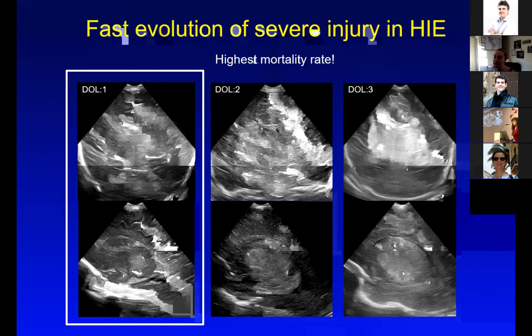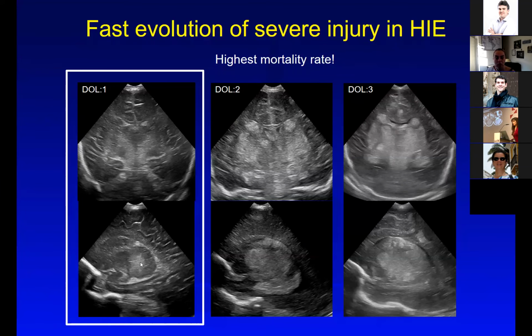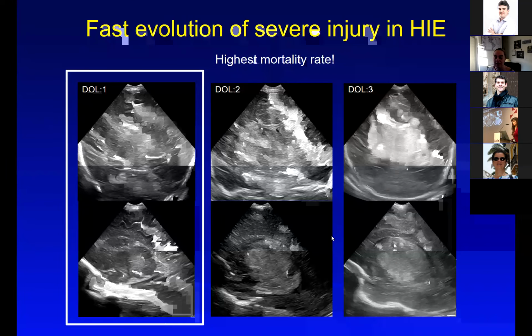The brainstem, midbrain and brainstem injuries are the worst of all HIE patterns, and these typically have the highest mortality rate. This baby expired at day of life 3, never had the chance to get an MRI. But when we saw this very first head ultrasound, we were able to predict that the following days were going to look like disaster, and it did.